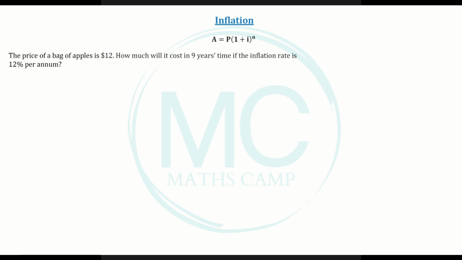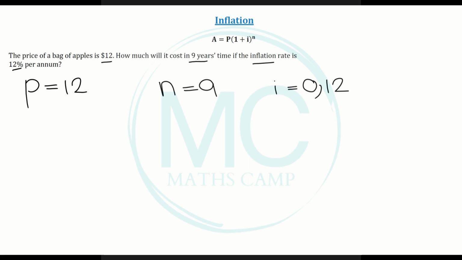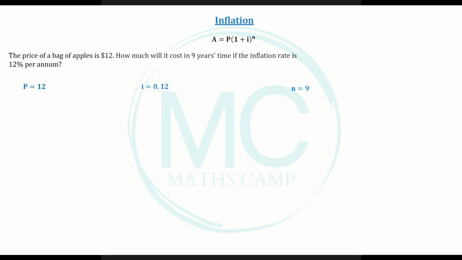Let's find our P, I, and N values. The bag of apples costs $12. It is the current price. We can say P is equal to 12. We want to find how much the apples will cost in 9 years' time. This is our time period. So N is equal to 9. The rate of inflation is 12%. So to find I, we say 12 over 100, and we get 0.12.